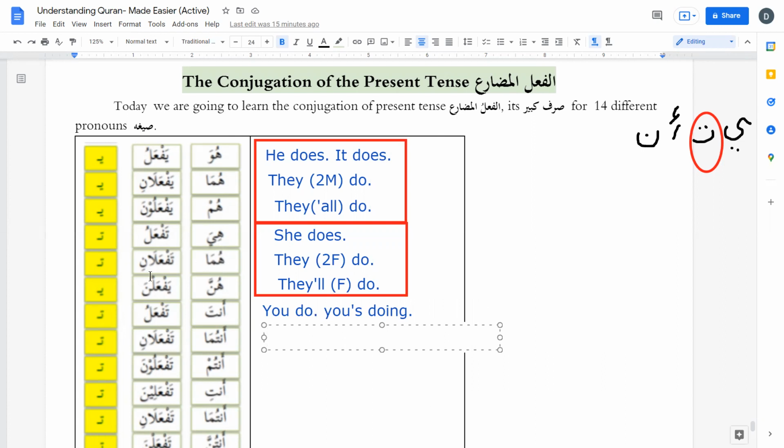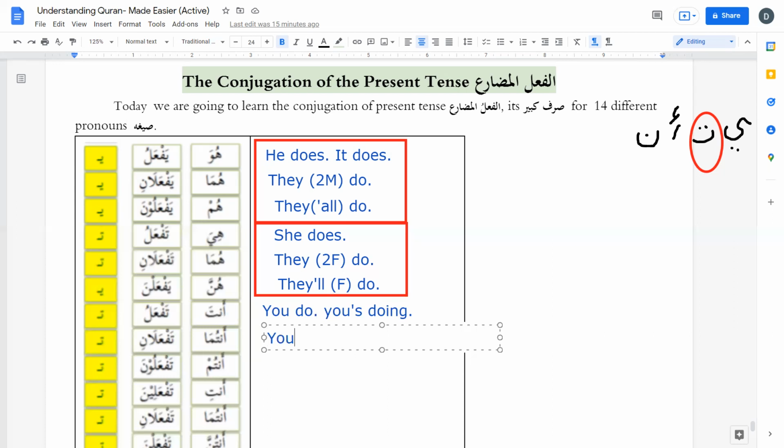Huma is also taf'alani. Can you see? Huma is taf'alani when two females are doing something. When two males are doing something, then yaf'alani. When two females are doing something, taf'alani. And when two males are addressed, also taf'alani.